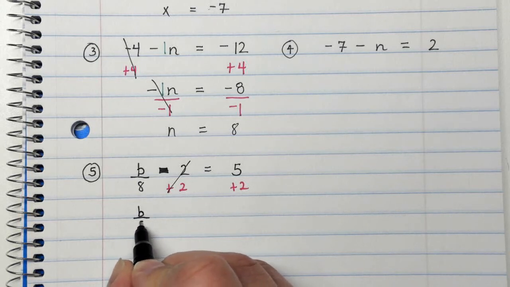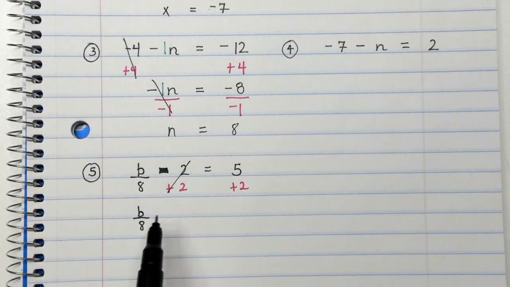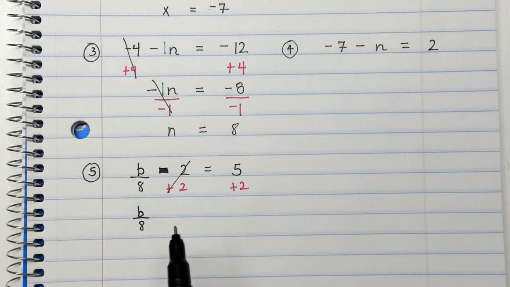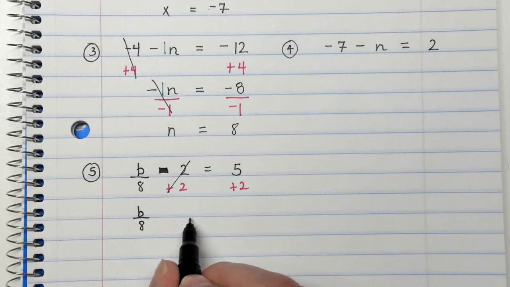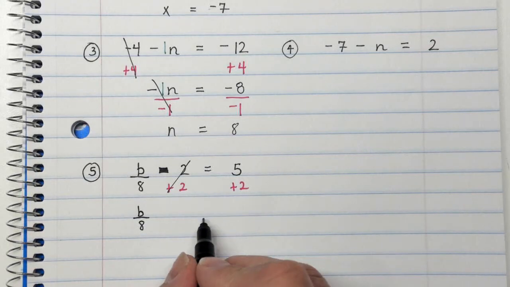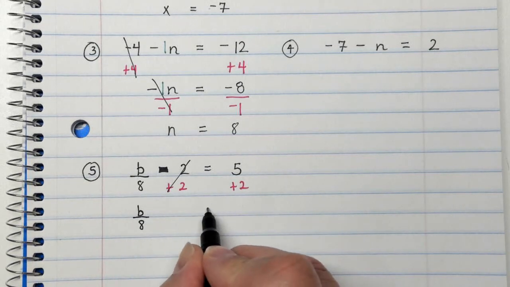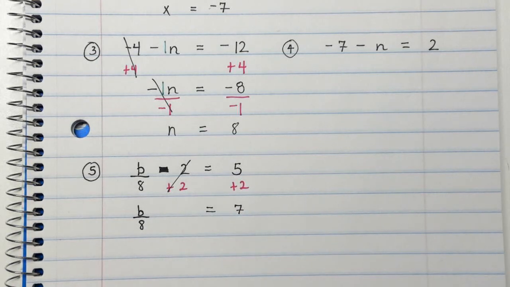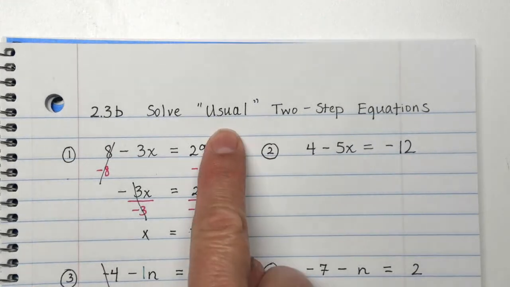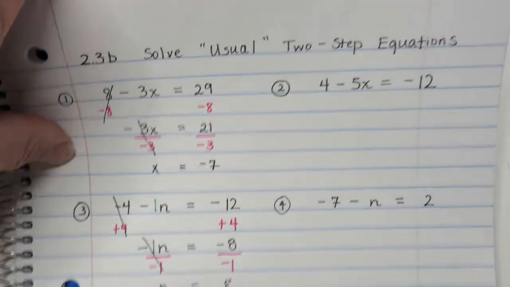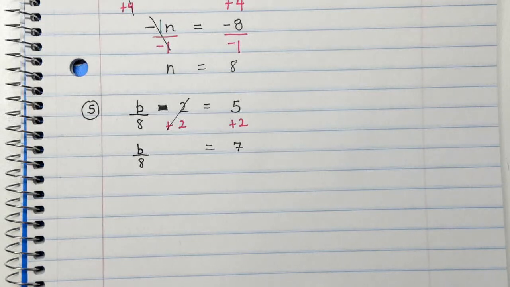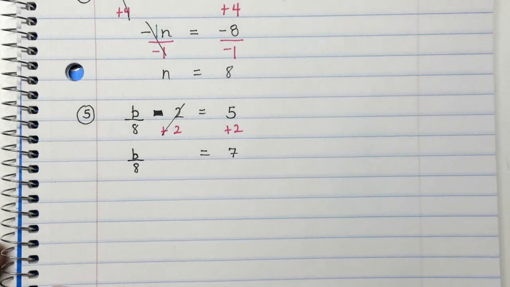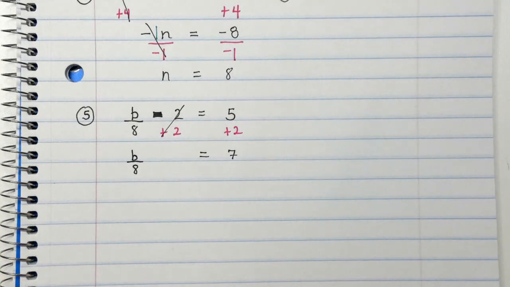B divided by 8. By the way, the fraction bar or division sign, whatever you want to call that, should be on the line, exactly on the line. Equals 5 plus 2 is 7. Next, this is tricky. That's why the lesson is called unusual two-step equation. It's actually not that unusual, but the way you have to show the work in high school is very, very specific.